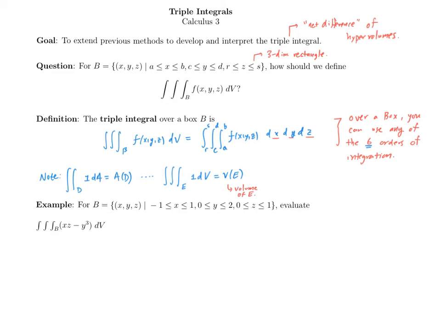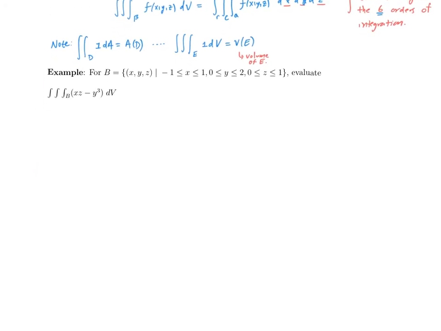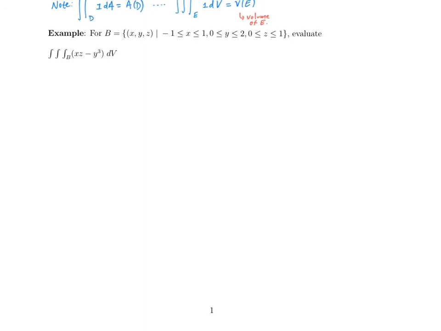With that in mind, let's just dive into an example. Let's evaluate the triple integral of the function xz minus y cubed over the box B defined above, where the x values go from -1 to 1, the y values from 0 to 1. Now, the first choice that we have to make in a sense here is how do we want to order our variables of integration?